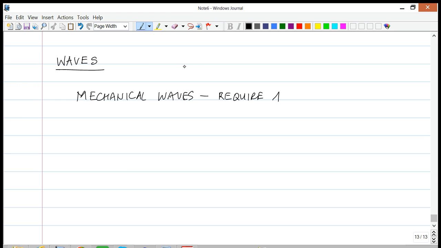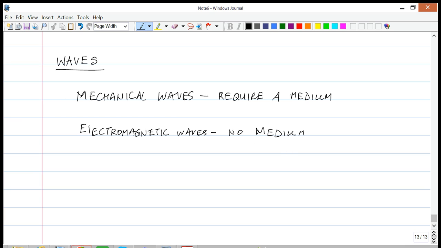On the other hand, electromagnetic waves do not require a medium. This is basically light. Light can travel through empty space, and that's why we can see stars. That's why we are able to communicate with the satellites out there in space, all our GPS satellites, and a lot of communication happens using electromagnetic waves. In this chapter we look at mechanical waves.